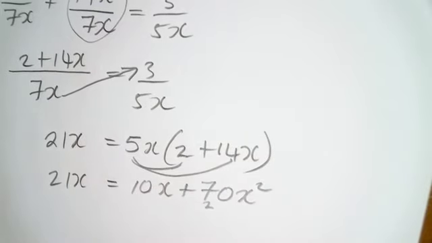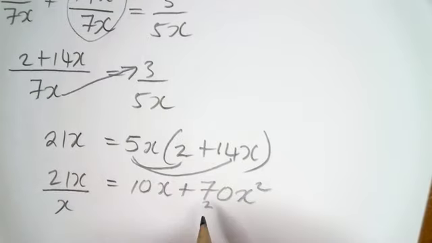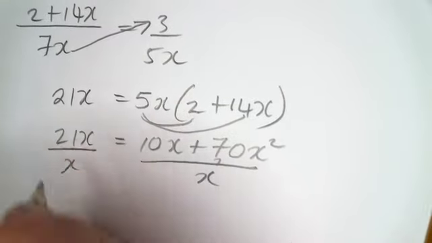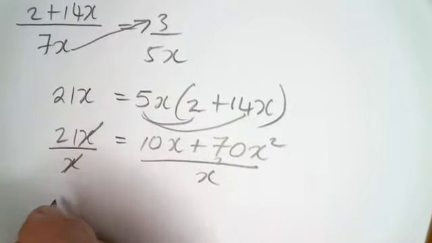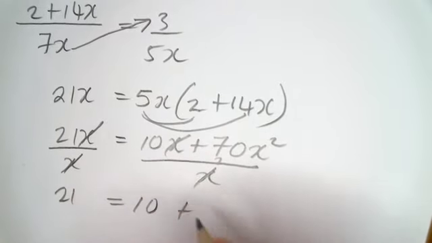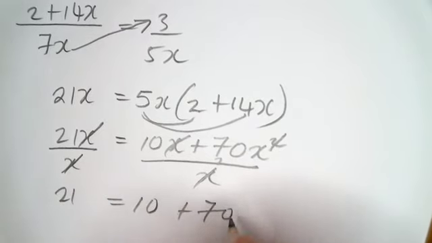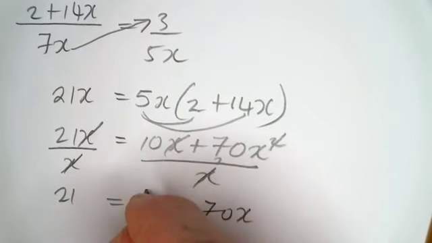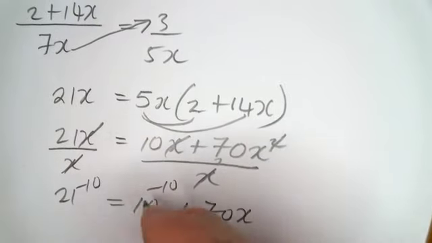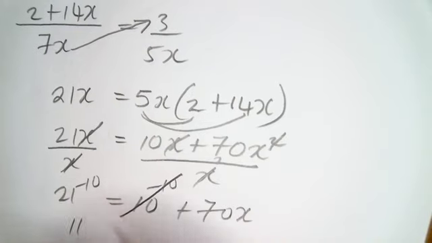All right, now I've got x's all over, so I could just divide everything by x. So now 21x divided by x leaves me with 21. 10x divided by x leaves me with 10. And I can take one of the x's off the 70x squared, leaving me with 70x. Now if I subtract 10 off both sides, and already you can see that I'm going to end up in roughly the same place as before. This is going to be 11.